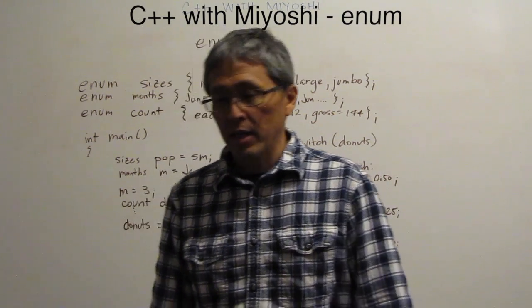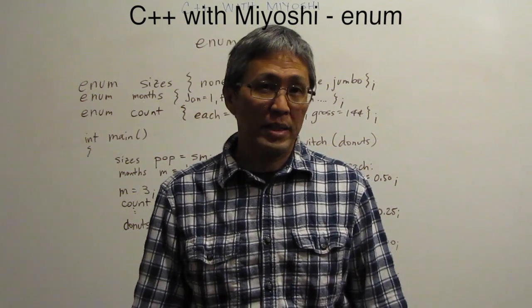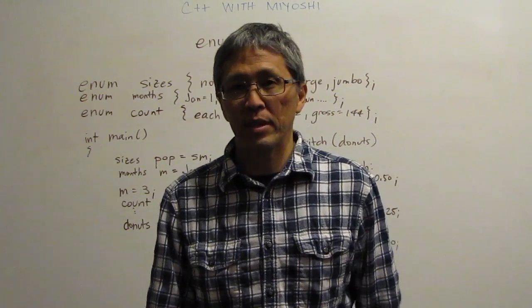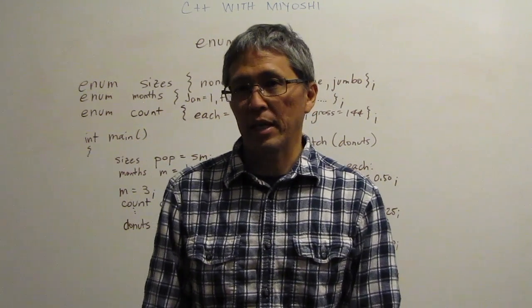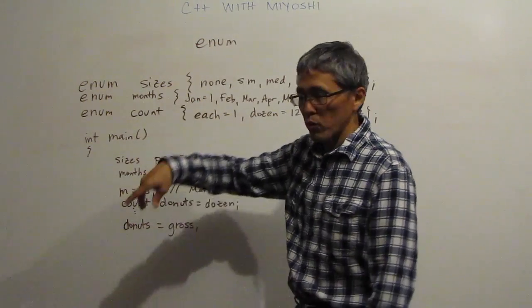Today we're going to talk about enums. Enums are something that we use. They're basically integers. I use them really for readability. I haven't used them much for more than that, but they do help your code become a little bit more readable.